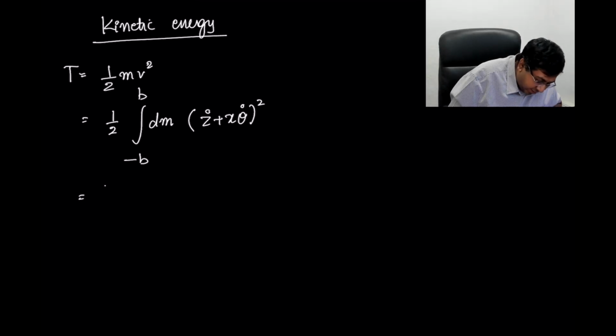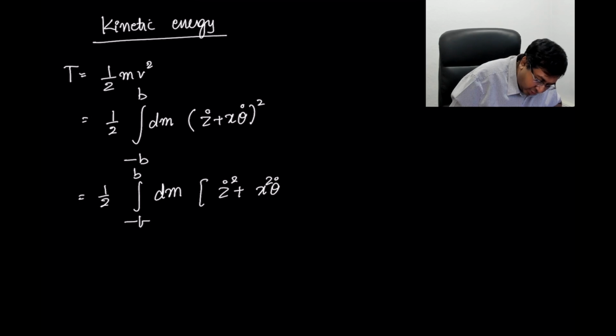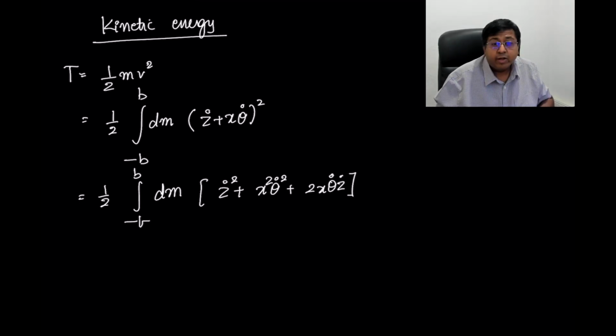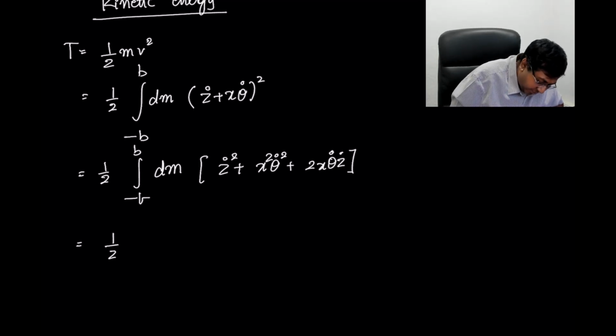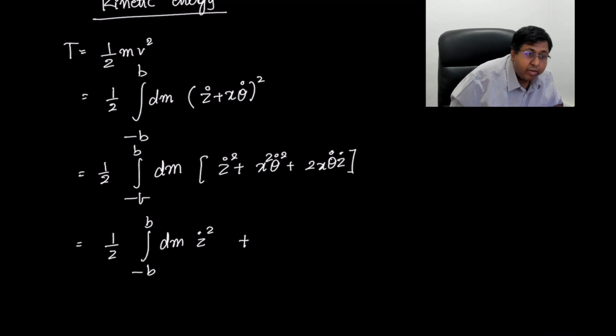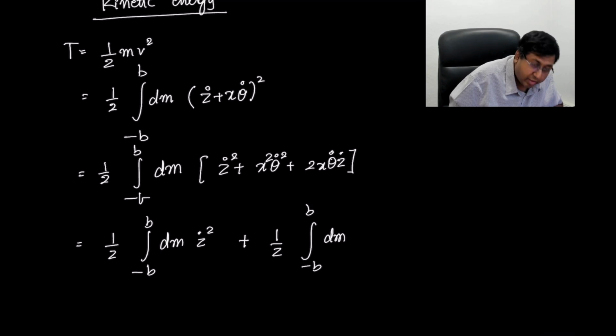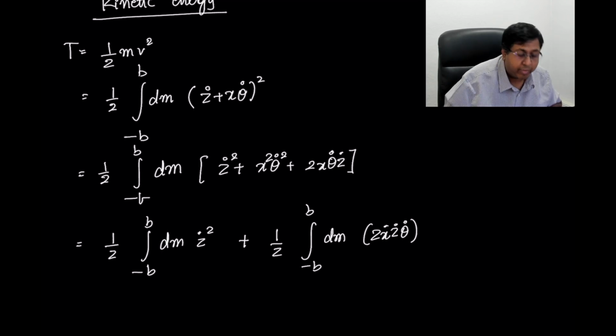If I just expand and write this, we'll do some algebraic manipulation and write z dot square plus x square theta dot square plus 2 into x theta dot z dot, right? Otherwise, if I just expand and write this, I can write it in three terms so that we can easily handle each of them at a time. Half of the integral from minus b to plus b of dm into z dot square, plus half of the integral from minus b to plus b of dm into 2x z dot theta dot. Sorry, not x dot, but just x here.